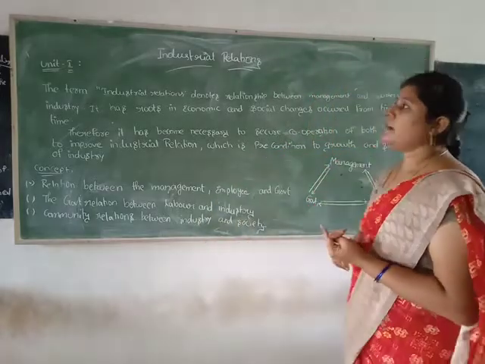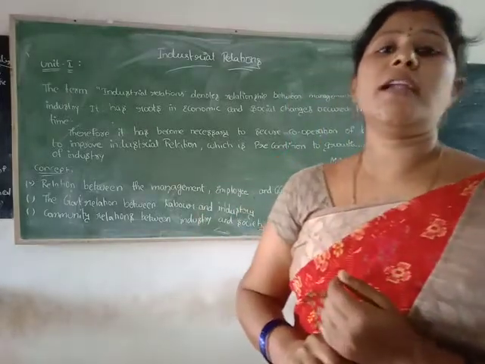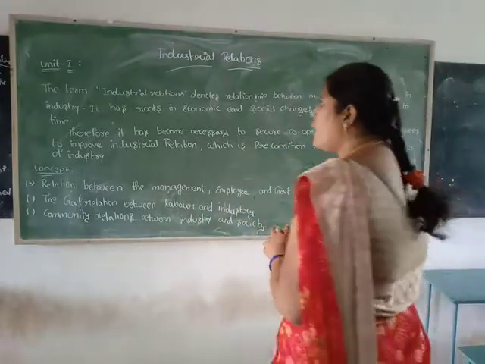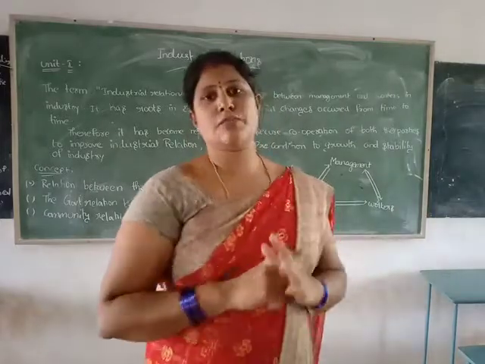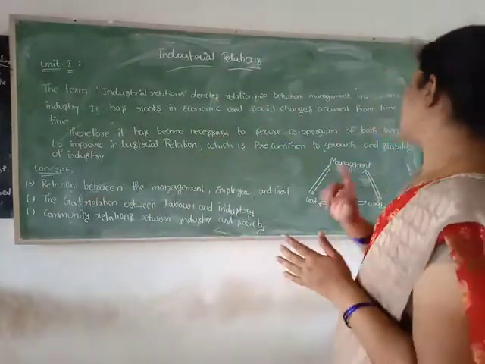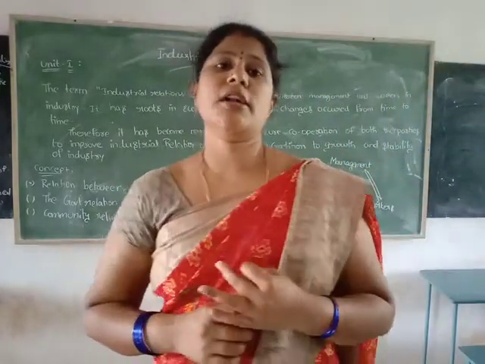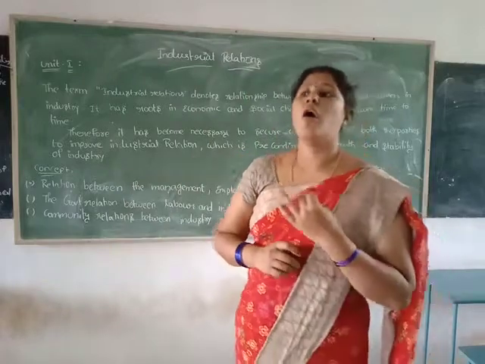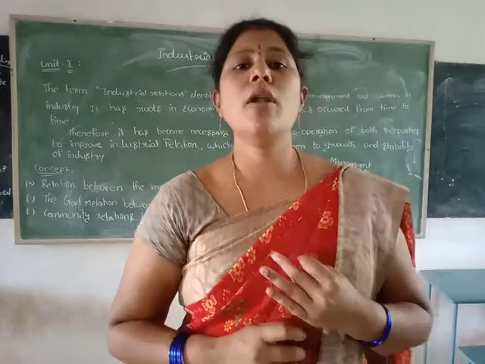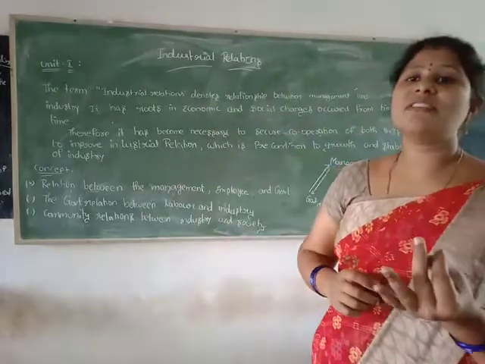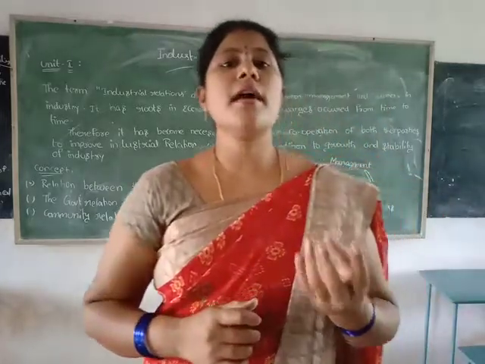Next, one more definition is given by the Dale Yoder association. Industrial relation is a part of management. They have to see everywhere. The management has to see the financial department, the HR department, and the operational department, where the manufacturing is going on, which we call the production department. And they also have to see the marketing. Without marketing of the product, the industry will not run successfully.